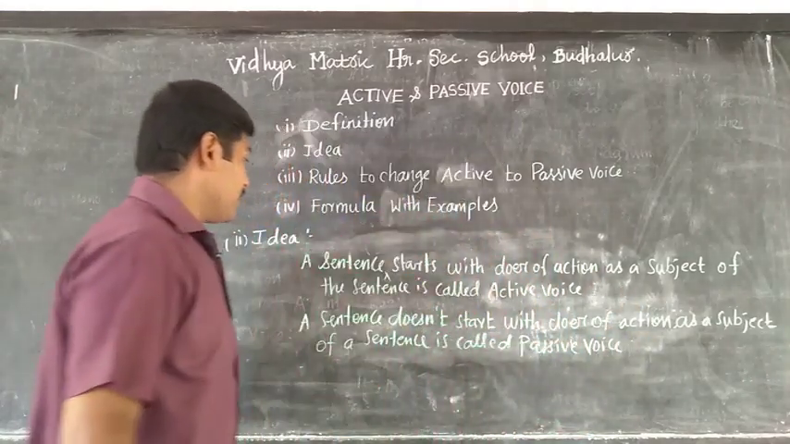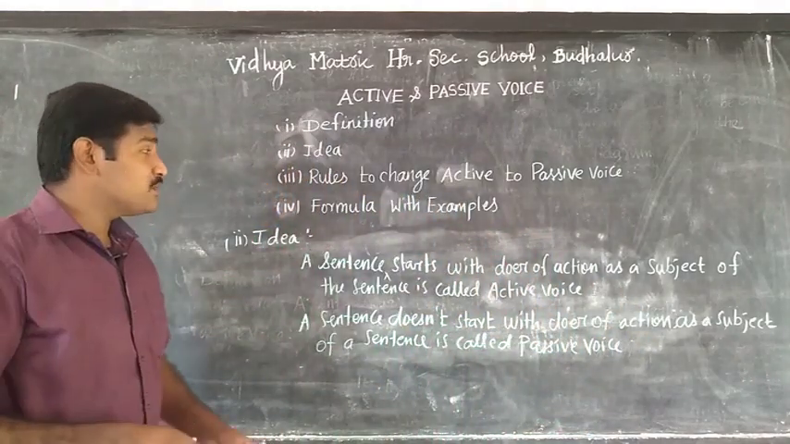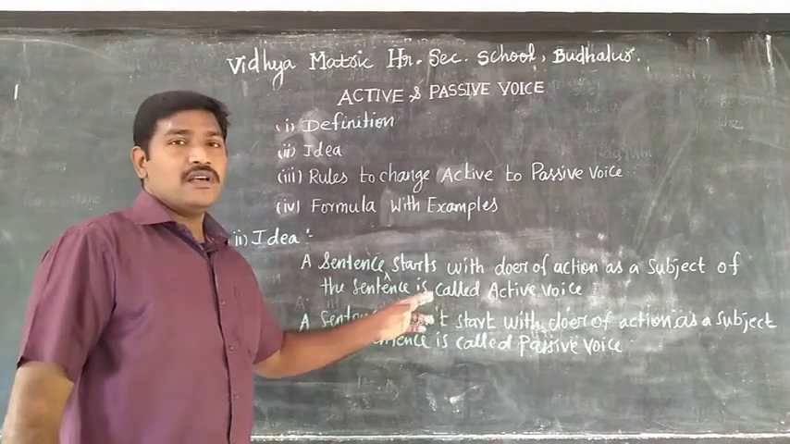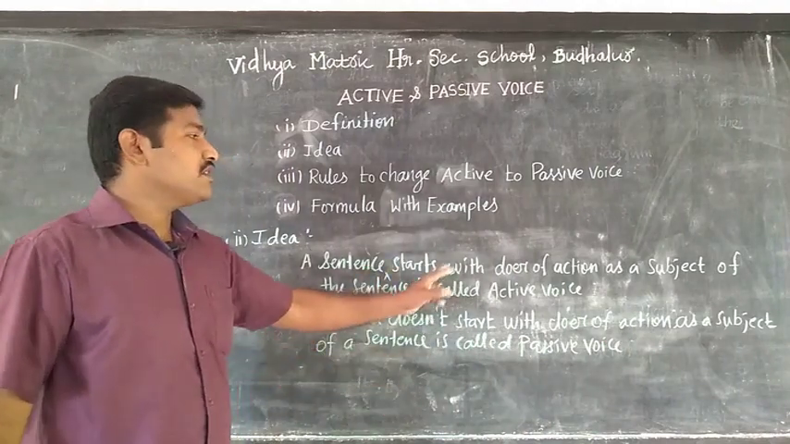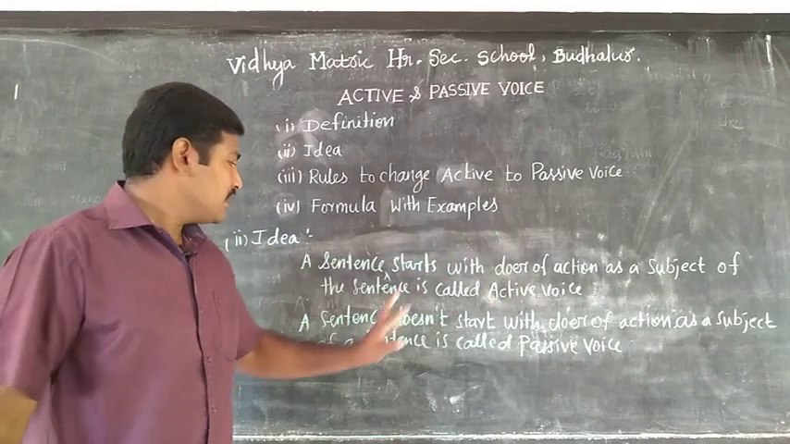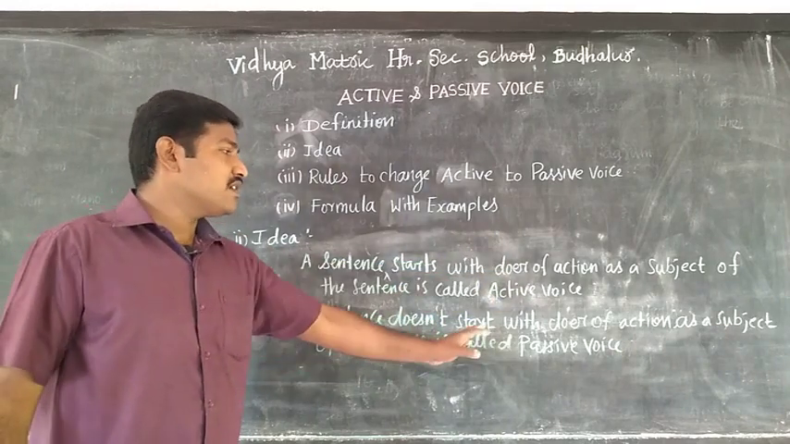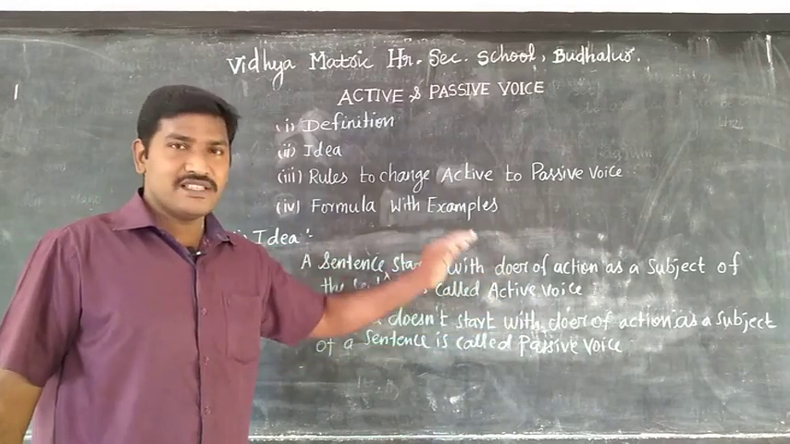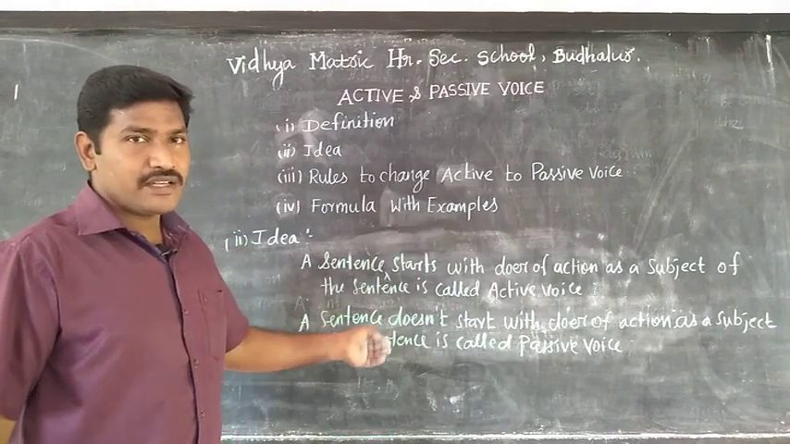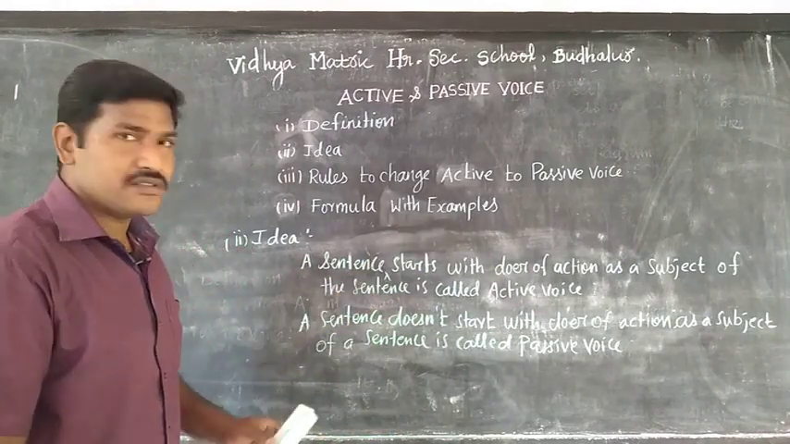This is the simple difference between active voice and passive voice. The sentence starts with the doer of action as a subject. The sentence does not start with the doer of action as a subject. That is the main difference between active and passive voice. Have you understood?